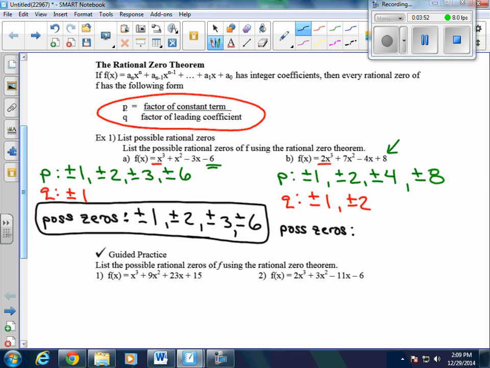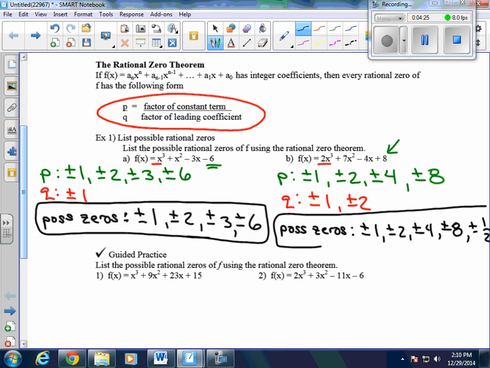The possible zeros is always going to include the whole list of p's, which is plus or minus 1, plus or minus 2, plus or minus 4, and plus or minus 8. Because if I take all of those divided by 1, I get all of those. Now I also have to take them divided by 2. So I have plus or minus 1/2. And then plus or minus 2/2, which is 1. I already have it. Don't need to include it. 4 divided by 2 is 2. Already have that. 8 divided by 2 is 4. Already have that. So here are my possible zeros.